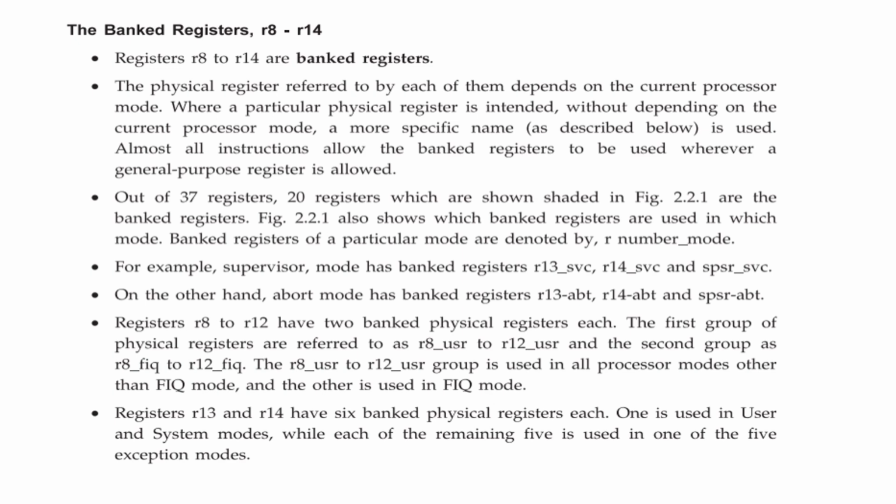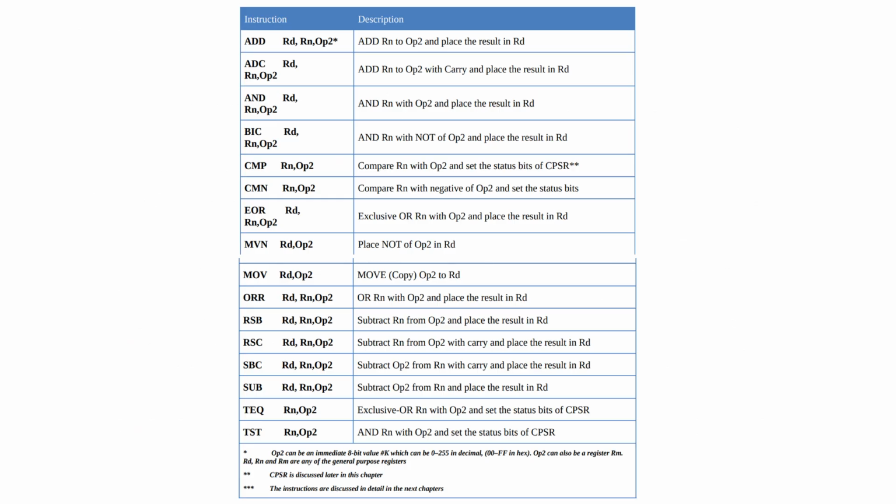Registers R13 and R14 have six banked physical registers each. One is used in user and system mode, while each of the remaining five is used in one of the five exception modes.